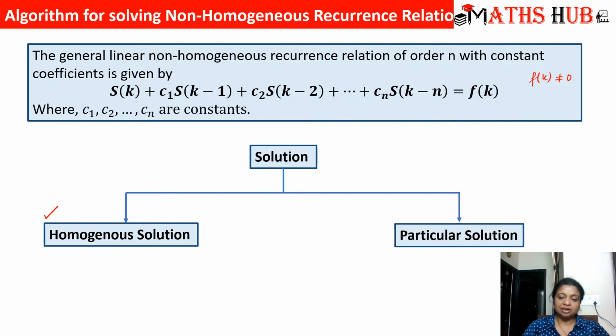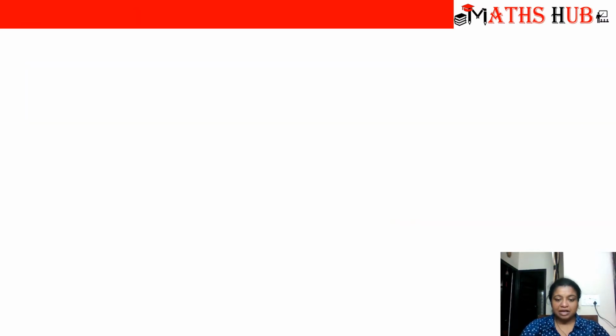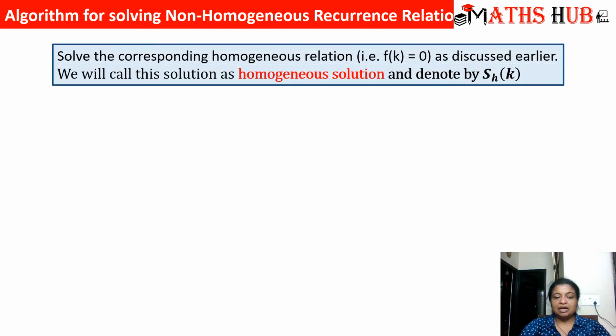So today we will learn how to obtain the particular solution. For a non-homogeneous recurrence relation, the general solution will be the homogeneous solution plus the particular solution. So we have to calculate the homogeneous solution separately, and we need to calculate the particular solution separately. We will add the two solutions and that will give us the general solution of a non-homogeneous recurrence relation, right? So now let us see how we find the particular solution.